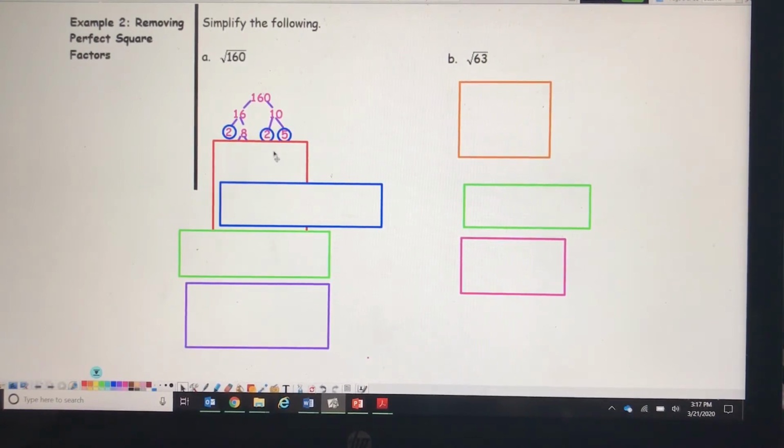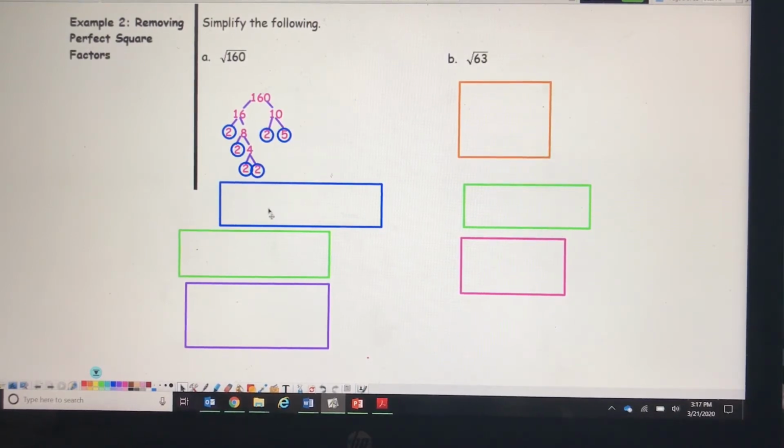Since 8 is not, I'm going to break that further down to 2 and 4. I'm going to circle my 2, and then I'm going to break it down to 2 and 2. I notice every branch has come to a stop. I'm now ready for step 2.